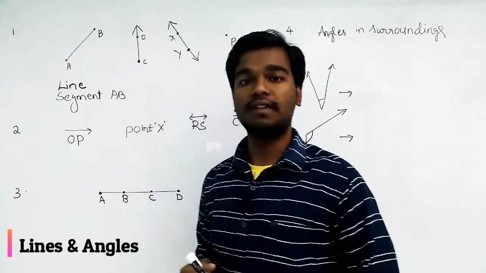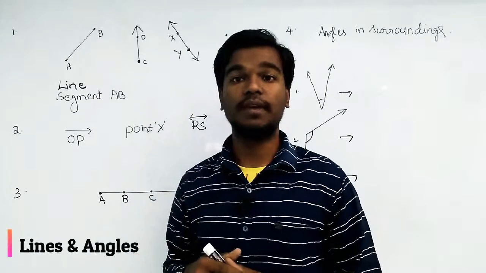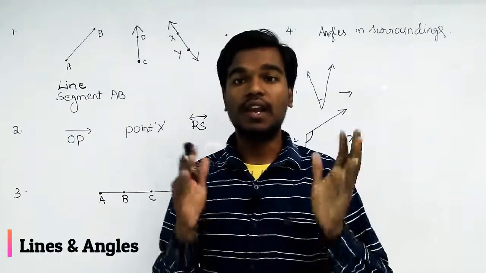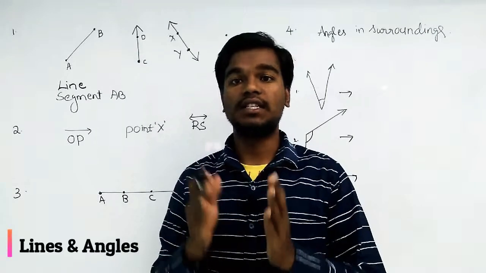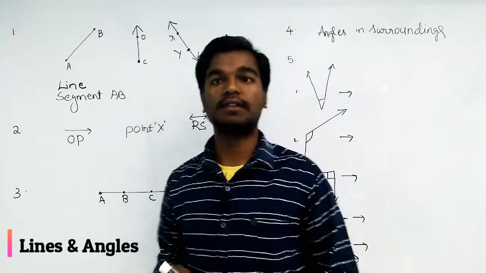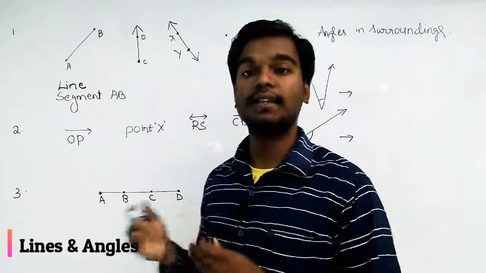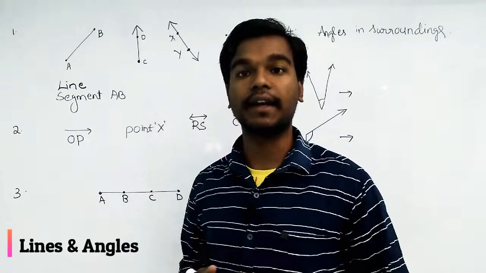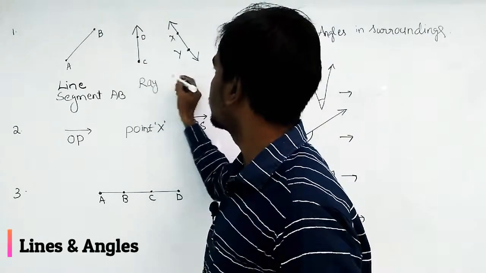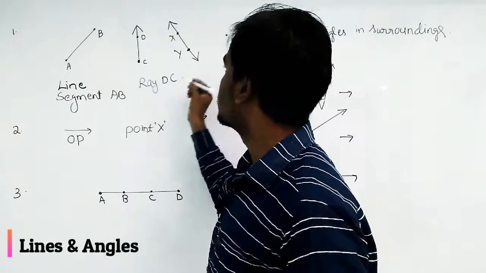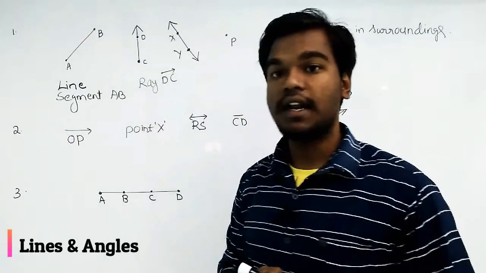So it has a source and it moves in different directions. Light scattering is also a good example of rays. Light is a source, the bulb is the source, and light rays emit from it. A ray will always have a starting point and no ending point. That type of thing is called a ray. So this one is ray DC. This is the representation for ray DC.